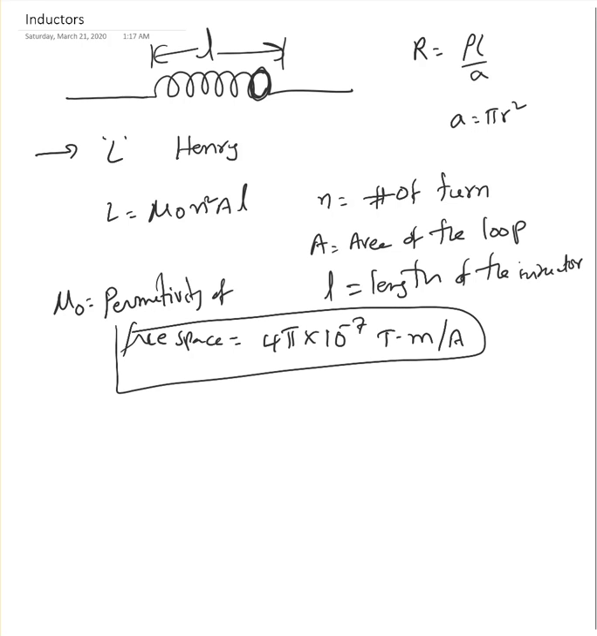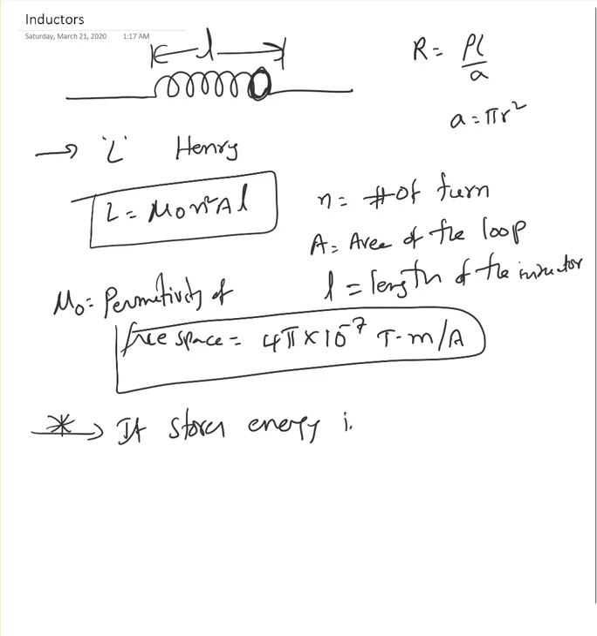As I mentioned, we're not going to use this formula anymore, but I just want you to know how to make an inductor. Take a conducting material, a copper conductor, and make it into a number of loops. It's going to act like an inductor. Similar to a capacitor, an inductor also has properties. These two are the important properties. First, it stores energy in the form of magnetic field.